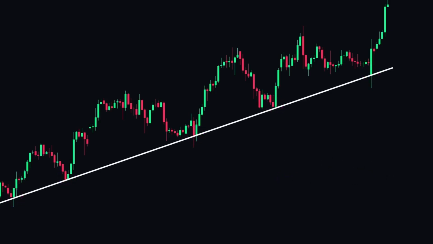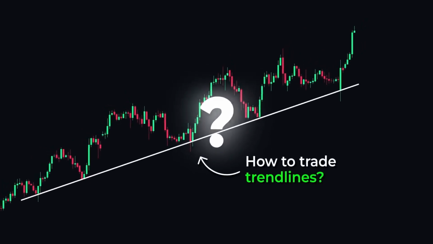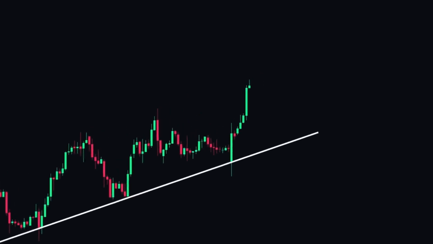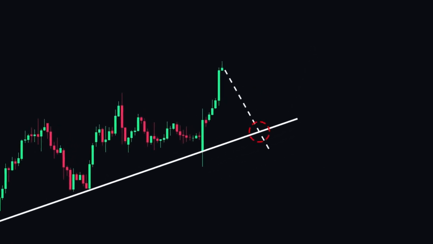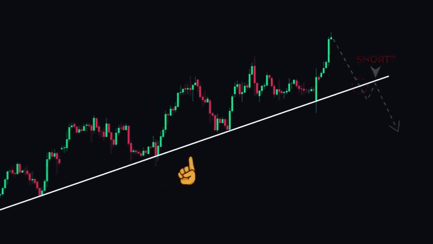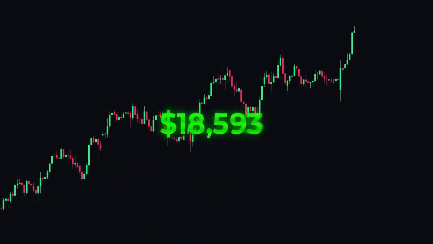Now, even if we figured out how to draw them, the next big question is, how do we actually trade them? Should we wait for the price to touch the trend line and enter by anticipating a bounce? Or should we wait for the price to break the trend line, anticipating a trend reversal to short it? The truth is, I've tried all of these approaches, but throughout my trading career I've discovered the best way to trade trend lines, which to this day have made me a lot of profit.